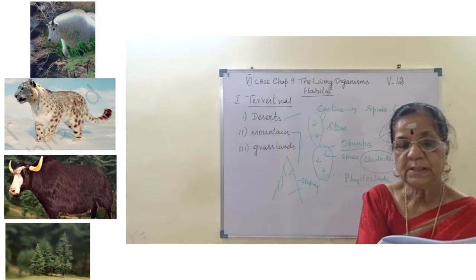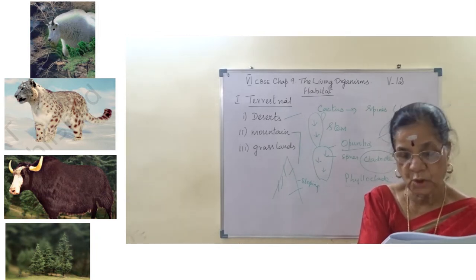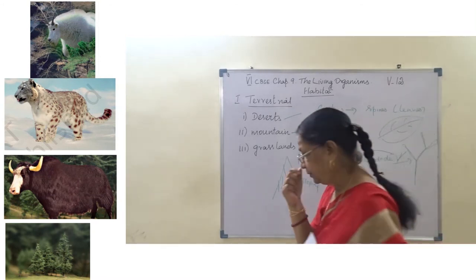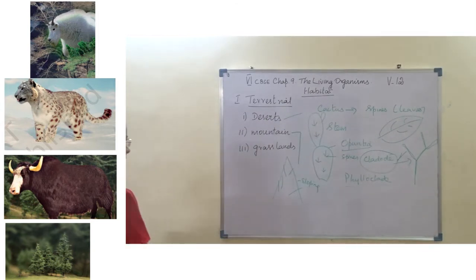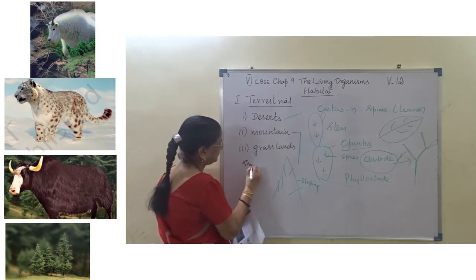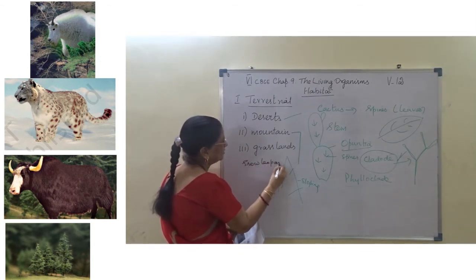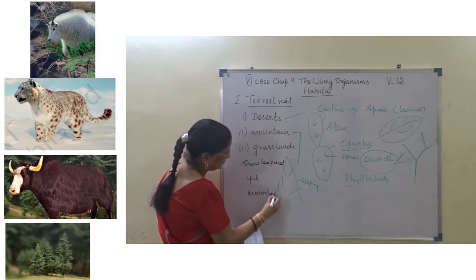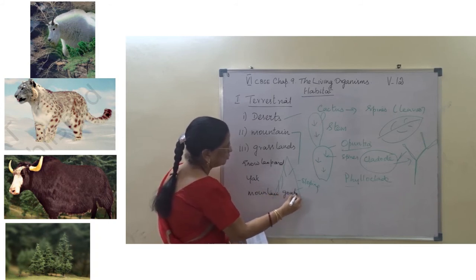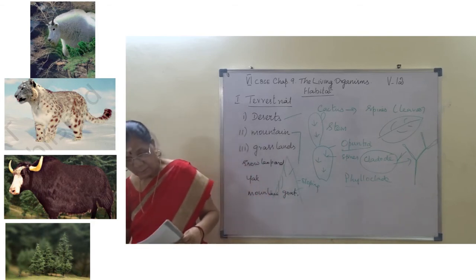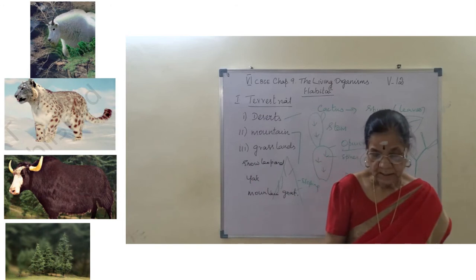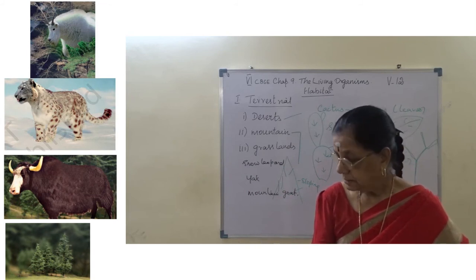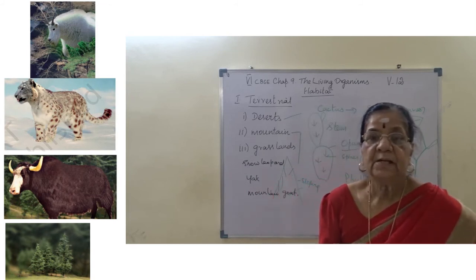For example, yak have long hair to keep them warm and the snow leopard has thick fur on its body. Snow leopard, yak, and mountain goat. These are the animals in the mountain regions. And the snow leopard has thick fur on its body, including its feet and toes.